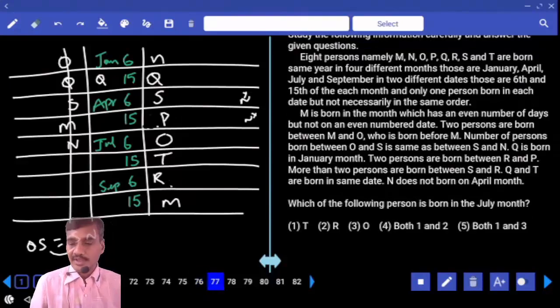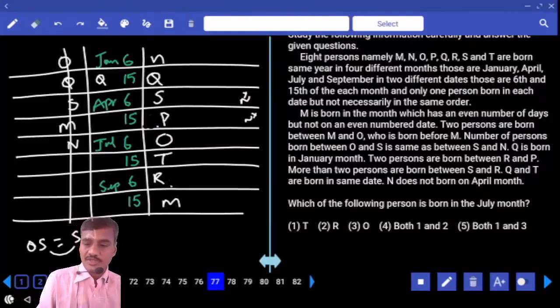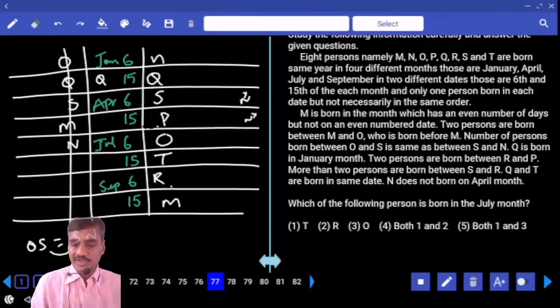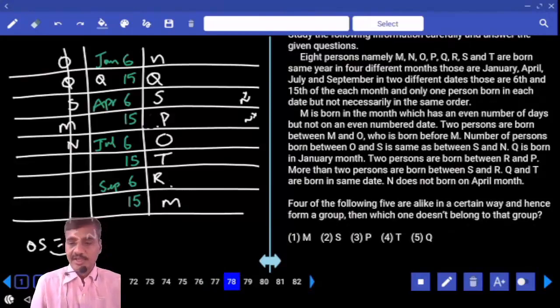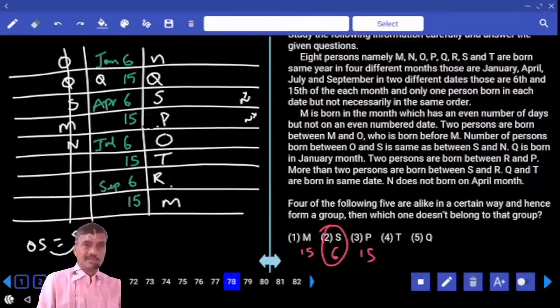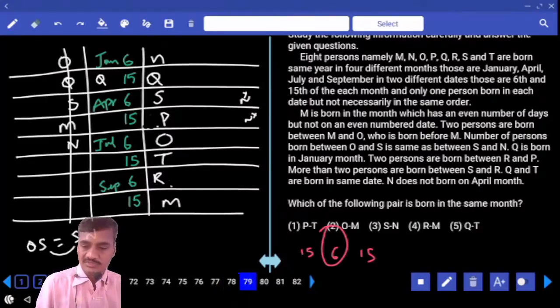Question 77, which of the following persons is born in the month of July? O and T, both 1 and 2, choice 4, 77. And 78, 4 out of the following, M, S, P, T, Q. M born on the 15th, and S is the 6th, and P is what? P born on 15. Hence, what is your answer? Except S, the remaining 4 persons were born on 15. T and Q were also born on 15. And so choice 2, question number 78.